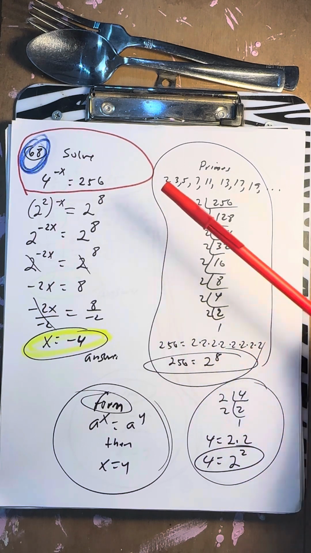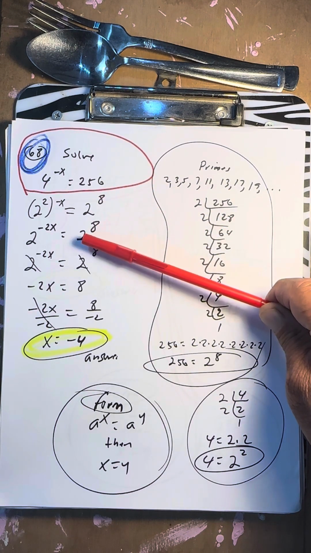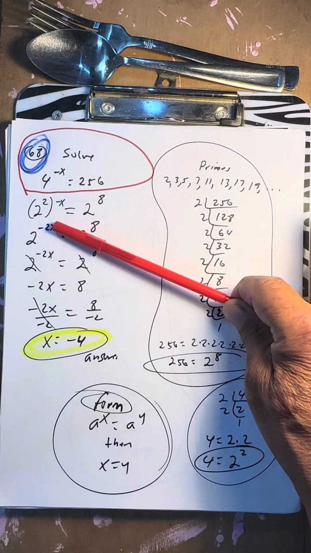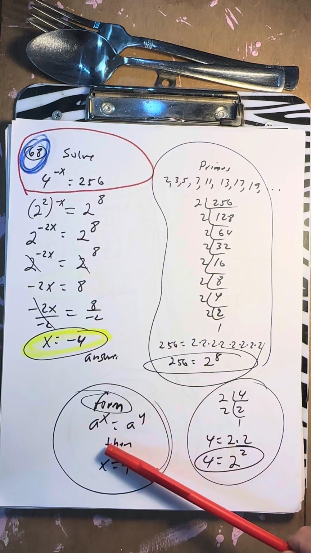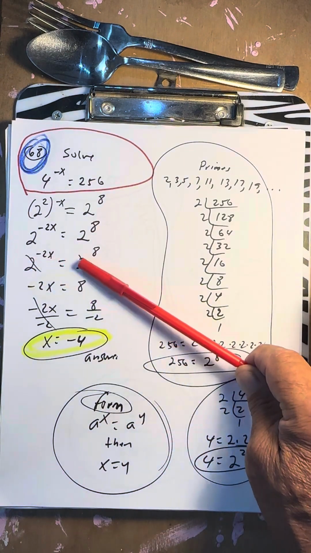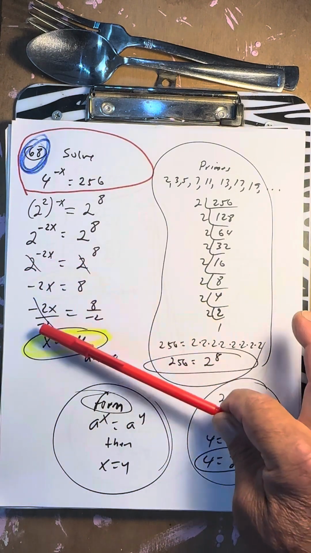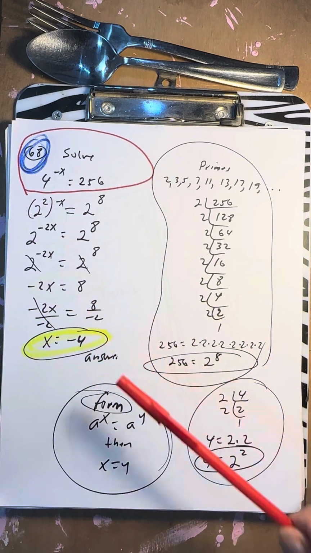Now I can go back and rewrite 256 as 2 to the 8 power. So now, look, 2 to the 8 power, 2 to the negative 2x. Hey, there's a formula we use for that, remember? If a to the x equals a to the y, then x is y. Okay, so bases are gone. What's left over is negative 2x equals 8. Divide by negative 2, divide by negative 2. And x is what? Negative 4.